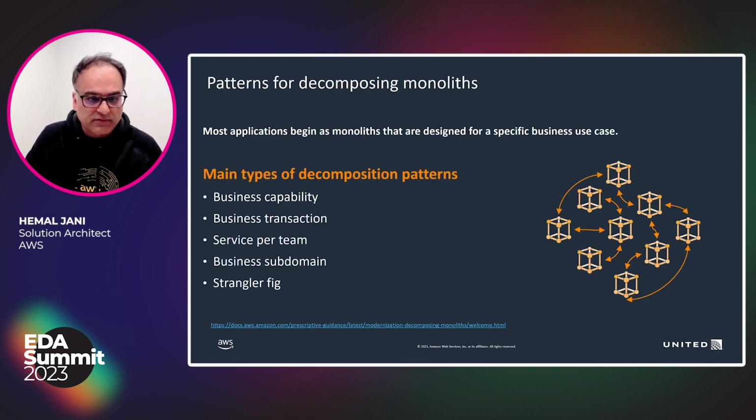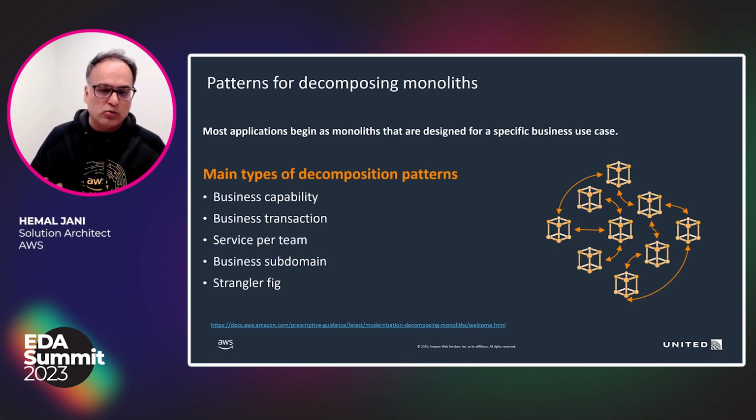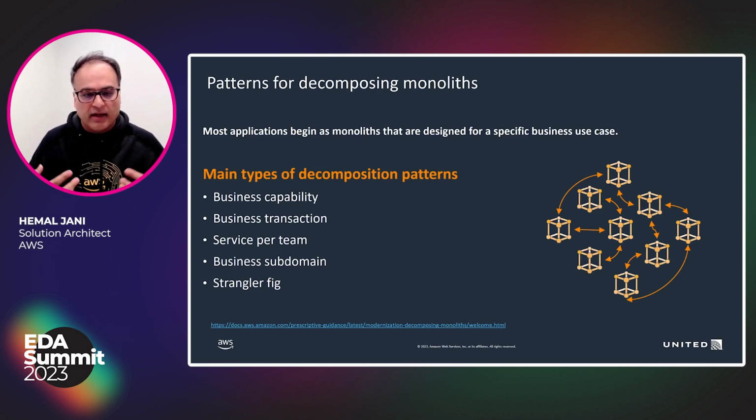Another example is service by team pattern. Each team is responsible for its business capability, owns the capability code base, and delivers it for the business. But many of these patterns are more suitable for greenfield projects. Applying these patterns when the system is still operational makes this process difficult.